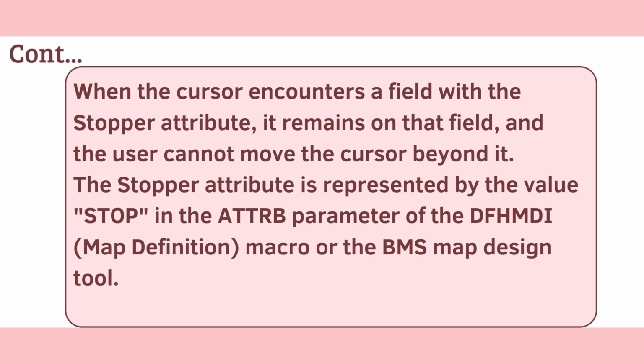The stopper attribute is represented by the value STOP in the ATTRB parameter of the DFHMDI, that is map definition macro, or the BMS map design tool. By using skipper and stopper attributes appropriately, developers can control the user's navigation and input behavior on formatted screens or maps in CICS applications, ensuring a smooth and intuitive user experience.